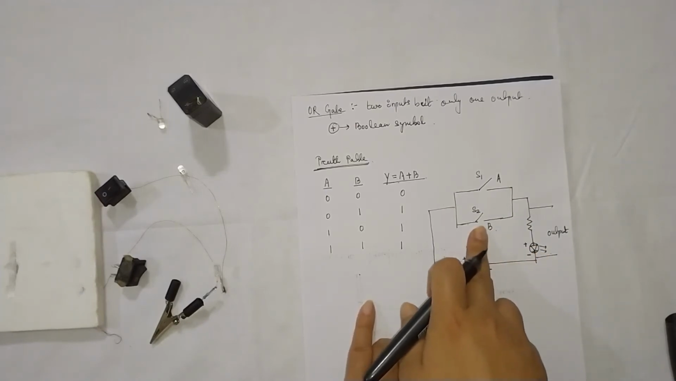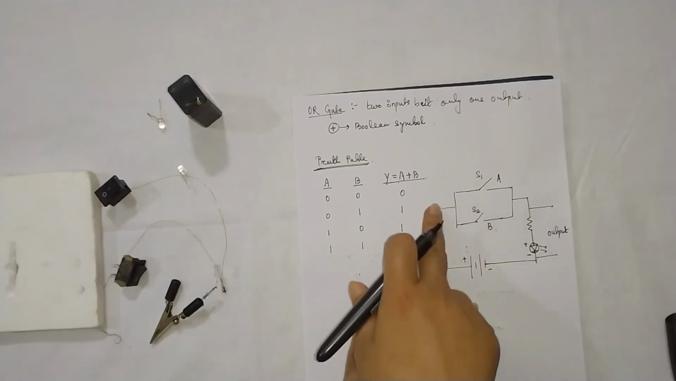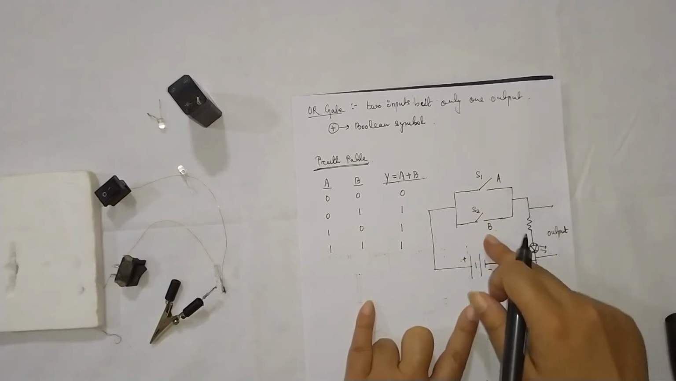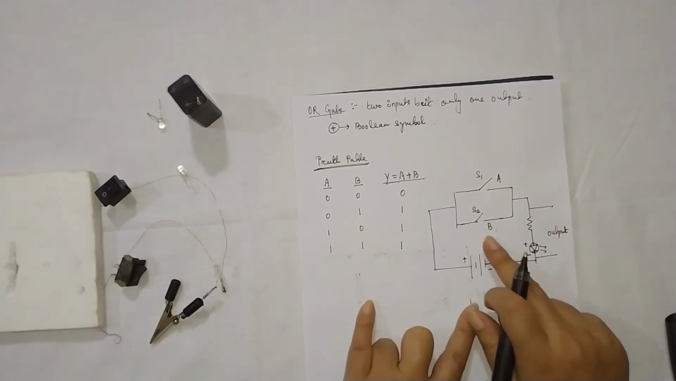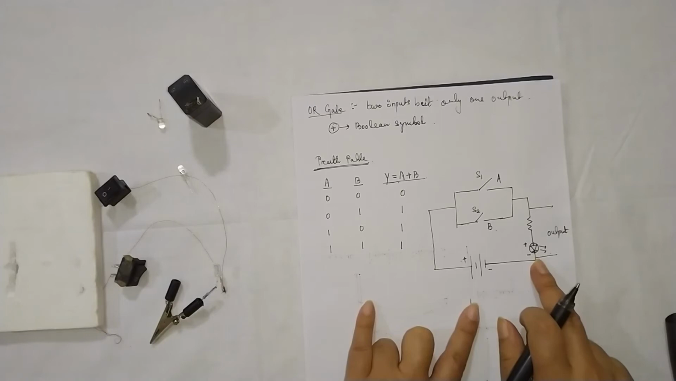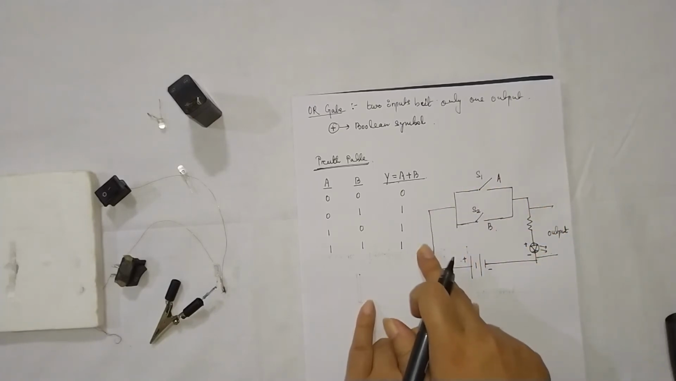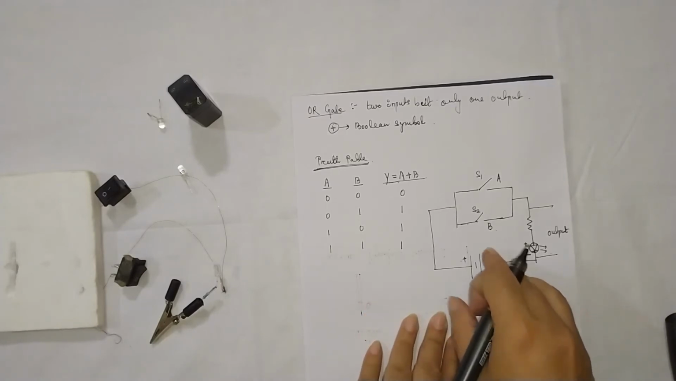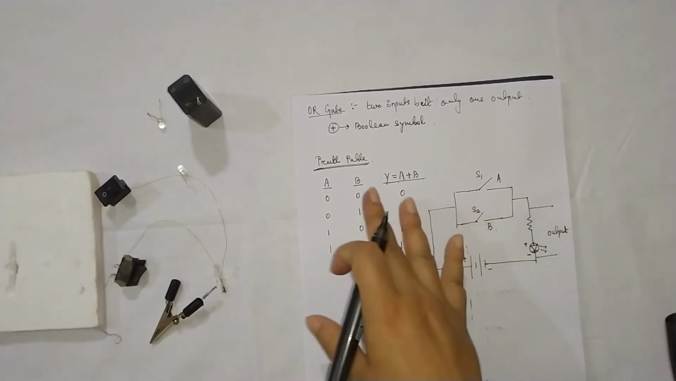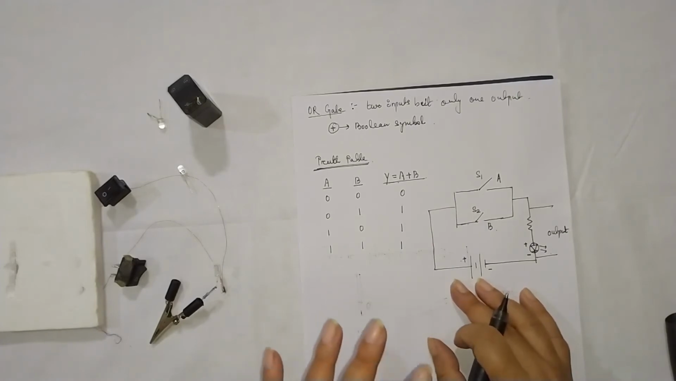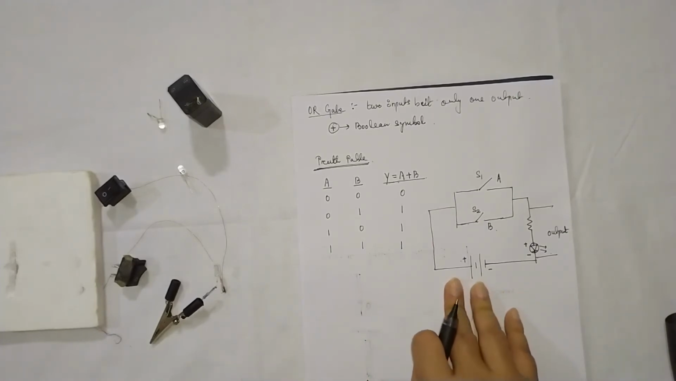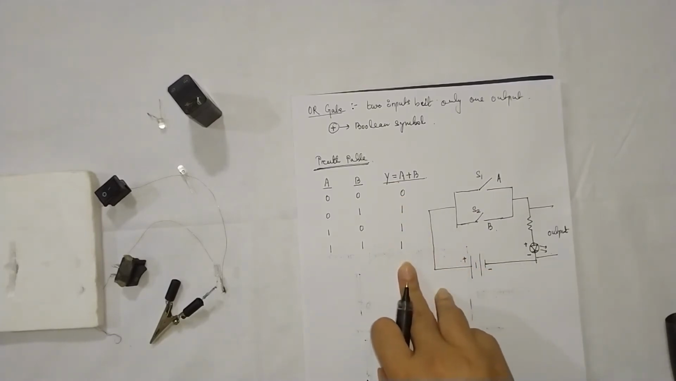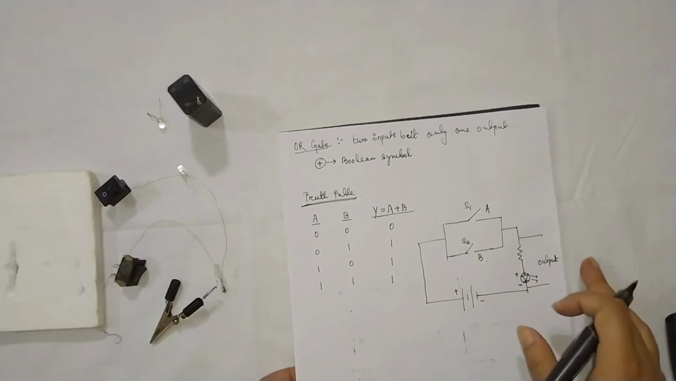If B is closed and A is open, then also the current is flowing in the lower half and we are getting the output. And if both are closed, then also we are going to get the output. So this is the circuit diagram for measuring the output of this OR gate. Now let us do the circuit arrangement and check whether we are getting this type of truth table or not. So let's proceed.